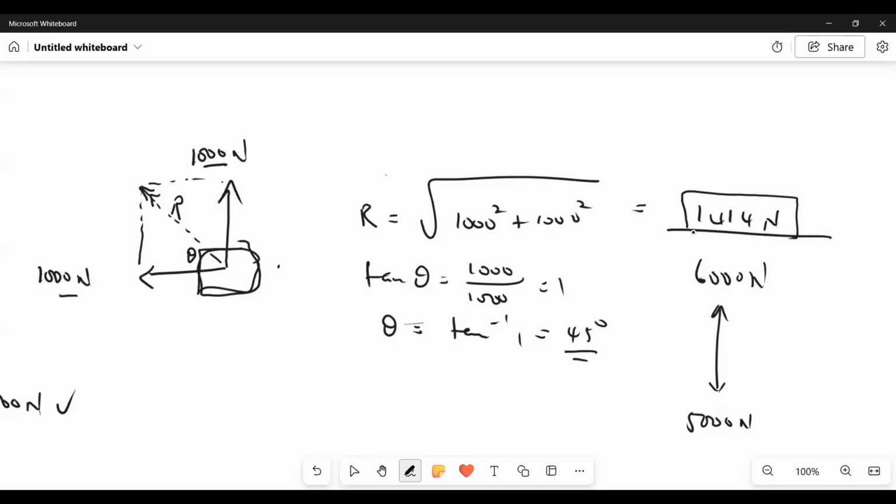What we're doing here, don't be fooled by this number. That's the resultant pulling this weight this way. But that doesn't nullify these two tensions acting on this rope. So this rope here has to withstand 6,000 plus 5,000 of tensile force pulling in opposite directions. You understand?